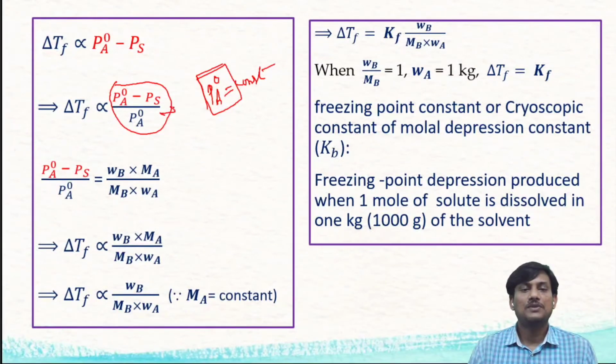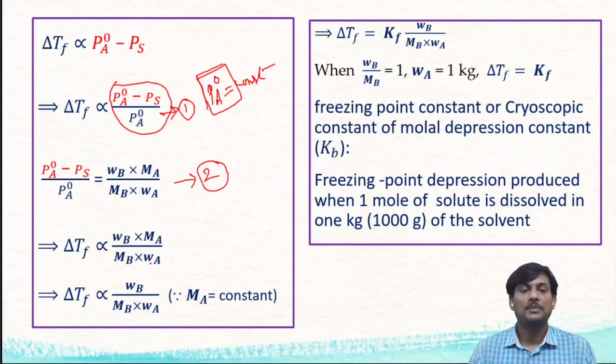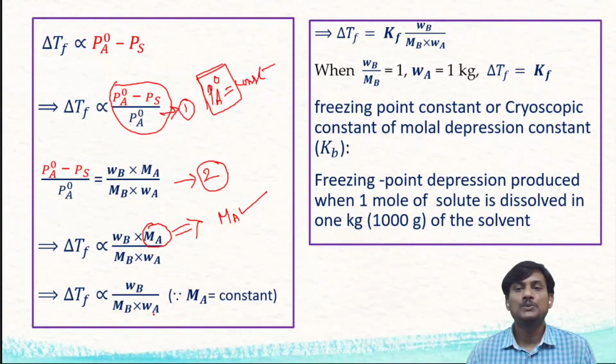So from the first equation and second equation, delta TF is directly proportional to WB into MA by MB into WA. Here MA is the molecular weight of solvent. For a particular solvent, MA is also constant. So delta TF is directly proportional to WB by MB into WA.